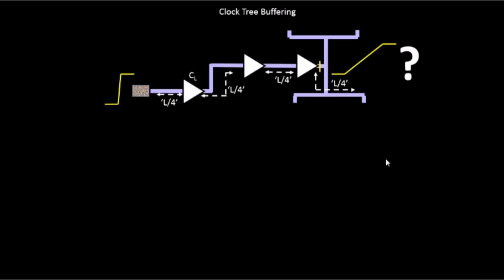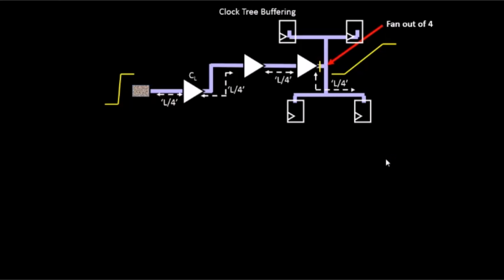Let us try to begin with it. So at this particular node, you have a fan out of 4. When I say a fan out of 4, it means that this particular node is driving around 4 devices. So 4 logic gates this particular node is driving. If this particular node was driving 2, we would have said fan out of 2. So in this case, the fan out is 4.